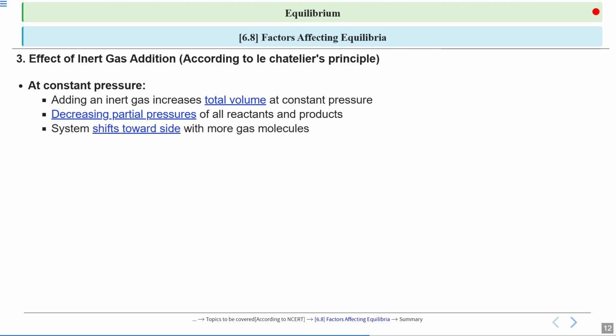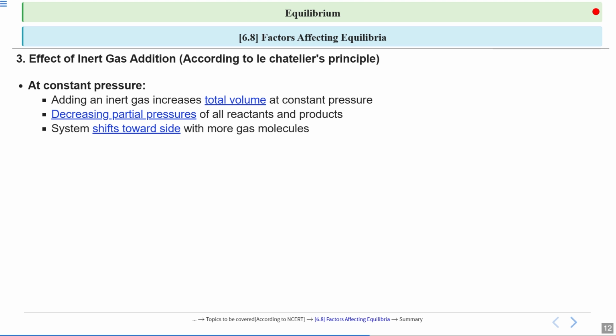So the system shifts towards the side with more gas molecules. Did you get that point? Is it clear? Just think about it, right? You are increasing the volume, but the number of products and reactants are the same. So they have a greater volume to roam around. As a result, what will happen? The partial pressure of each gas will reduce, but the total pressure will remain the same. So this is the situation that we are handling. As a result, the system will shift towards the side with more gaseous molecules.